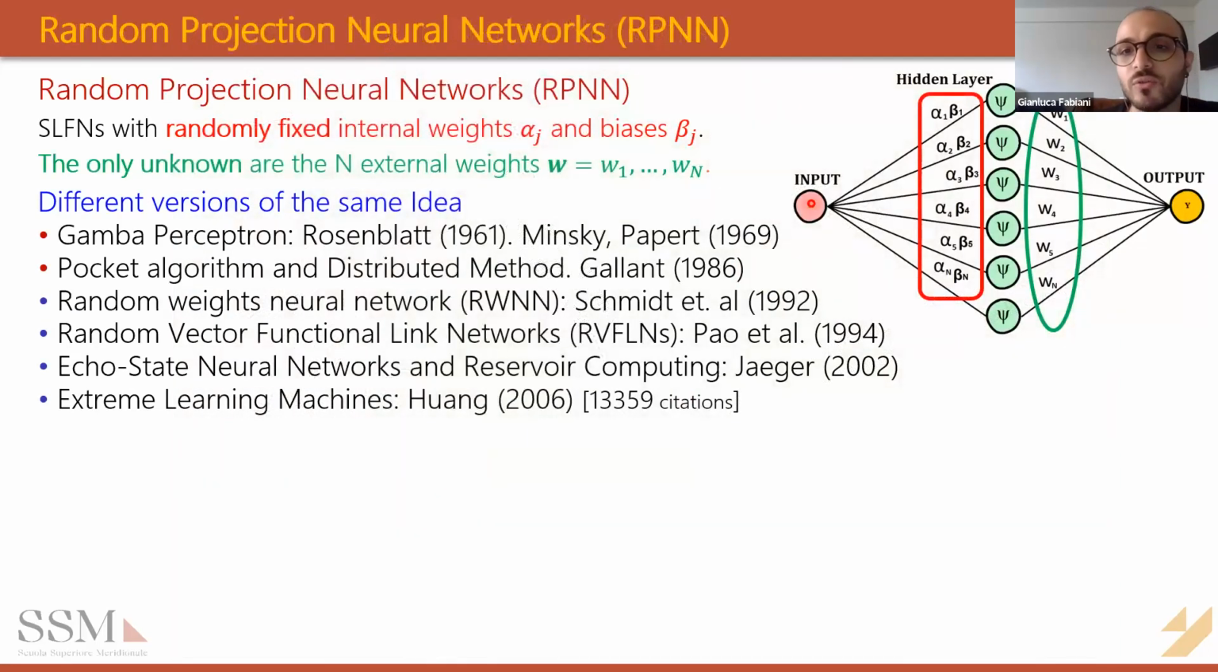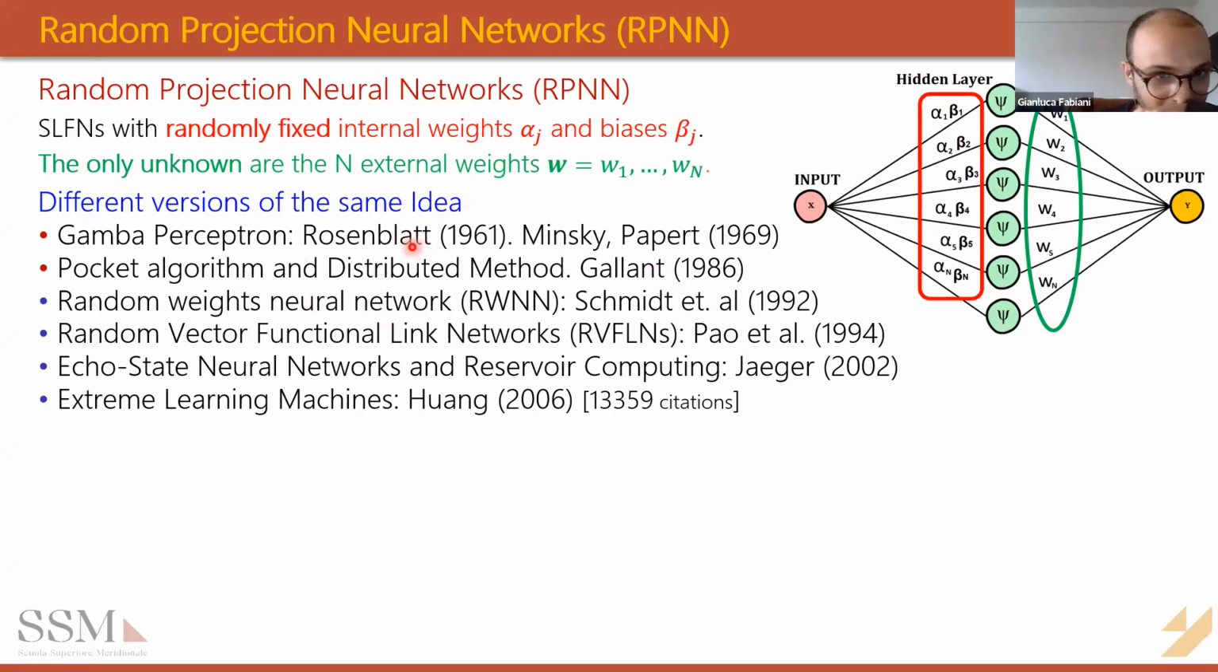Given this, let's try to find good suboptimal solutions with random projection neural networks. So we fix internal weights alpha and biases beta, and the only degrees of freedom, the only unknowns, the only parameters that we can train are the weights that connect the hidden layer and the output. This is a simple idea, and it was already proposed in the prehistory of neural networks. This was called the Gamba perceptron, proposed by Rosenblatt and also studied by Minsky and Papert. This was also proposed as an algorithm to just adapt the weights here, called the pocket algorithm or distributed method, proposed by Gallant.